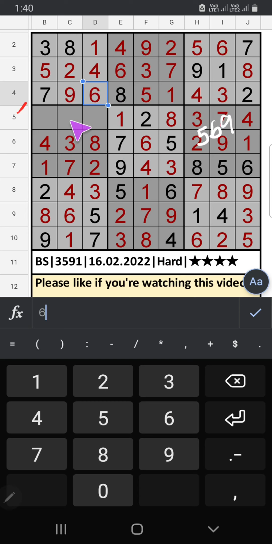Fifth row 3 numbers are remaining, 5, 6, 9. Column B and column D we have 5, so 5 can't come in these cells, then 5 is confirmed here. Column D we have 6, so 6 can't come in this cell, 6 is confirmed here, then only one number is remaining, 9 is confirmed here.